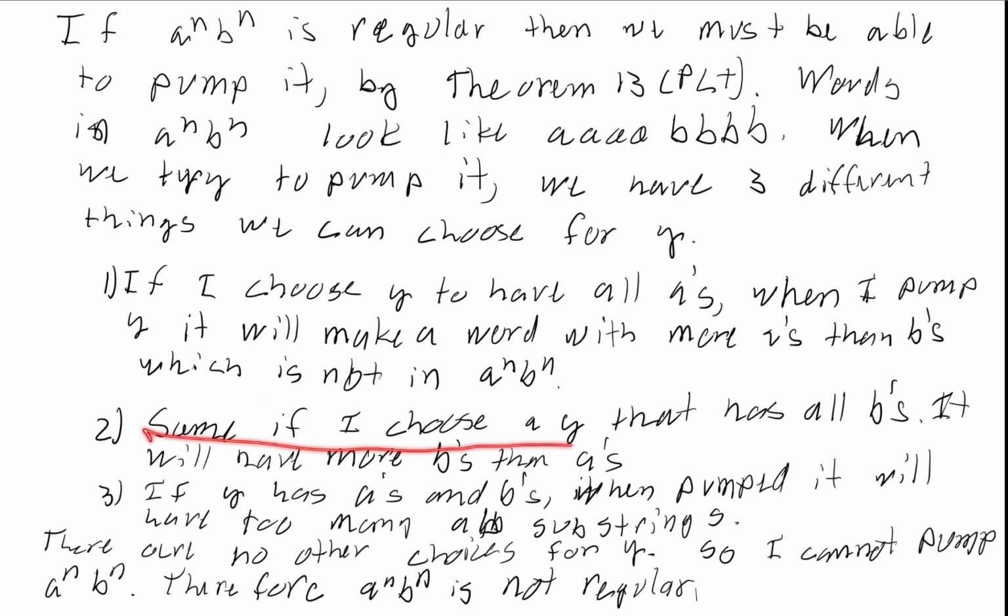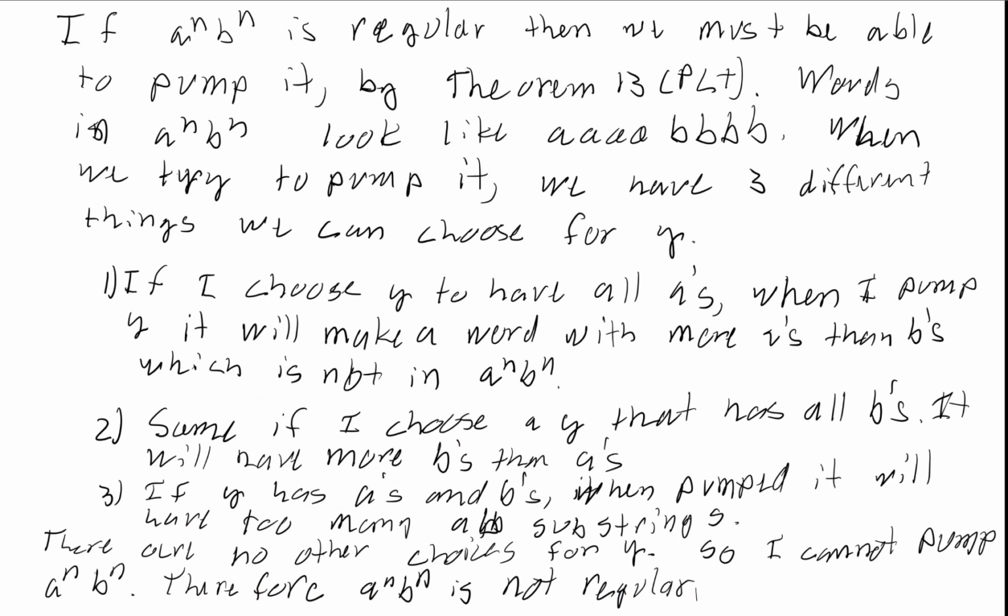Same if I choose a y that has all b's. It will have more b's than a's. If y has a's and b's, when pumped, it'll have too many a, b substrings, meaning it's not going to be a word in a to the n, b to the n. There are no other choices for y, so I cannot pump a to the n, b to the n. Therefore, a to the n, b to the n is not regular.